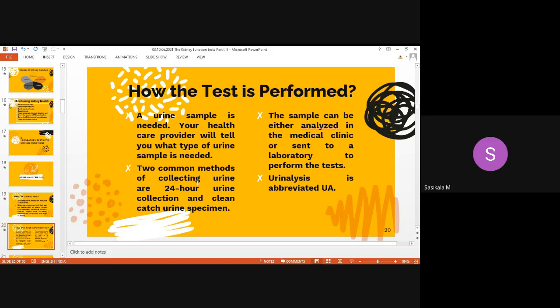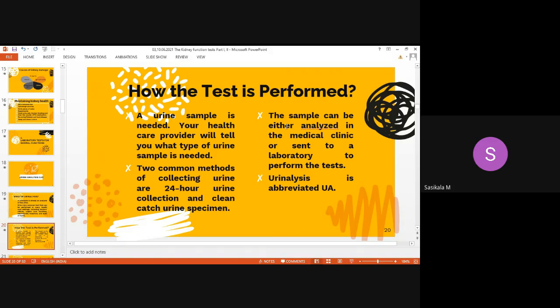Two common methods of collecting urine are 24-hour urine collection and clean catch urine specimen. That is fresh urine. A 24-hour urine collection is taken for the analysis. Only 2 methods are commonly followed among the 4 urine samples for urinalysis: one is 24-hour urine collection, the second one is clean catch urine specimen.